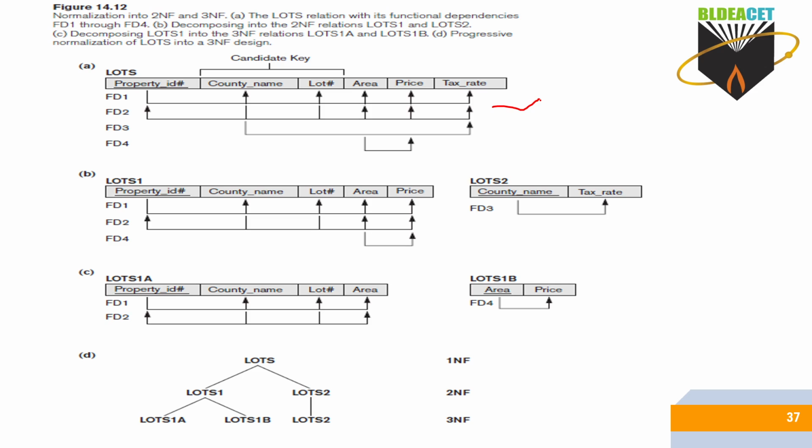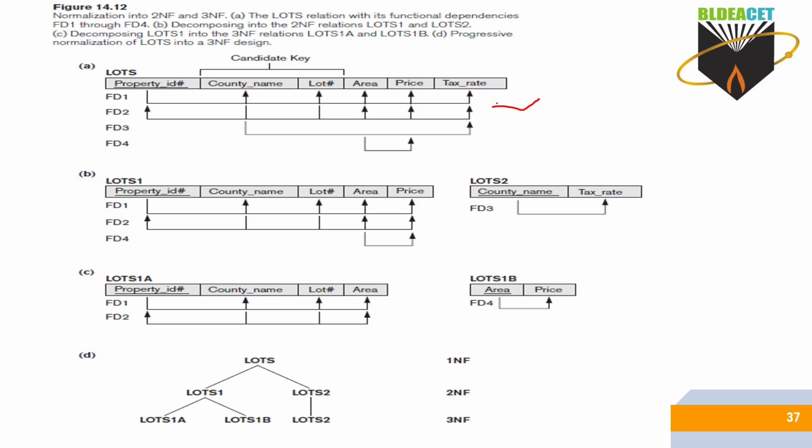In the examination, you'll get a relation, and they will ask whether it is in first normal form or not. You have to check whether it is in second normal form or not, and whether it is in third normal form or not. If it is not, you have to convert it into first normal form, second normal form, or third normal form. Like this they will ask.